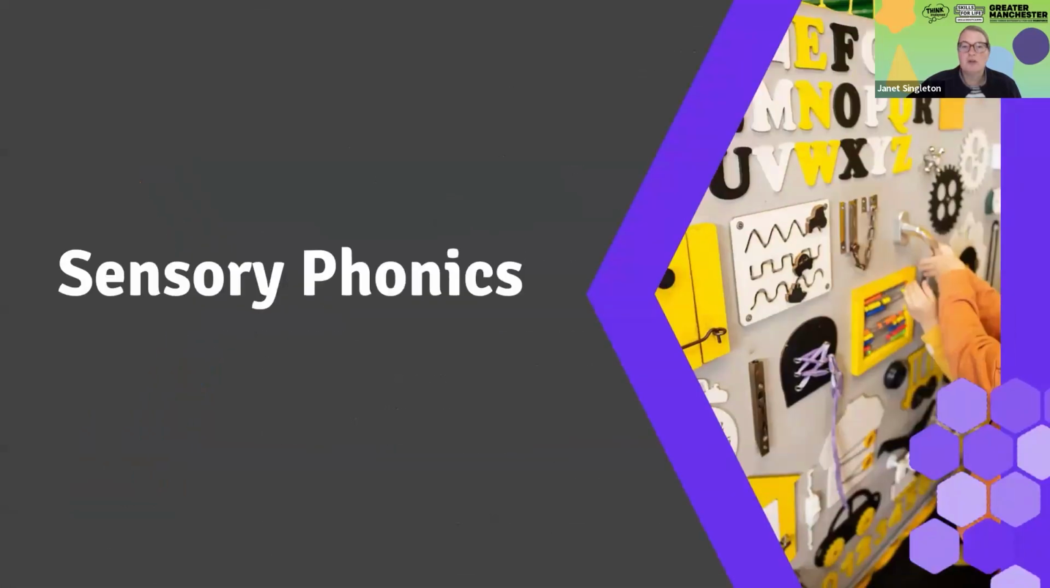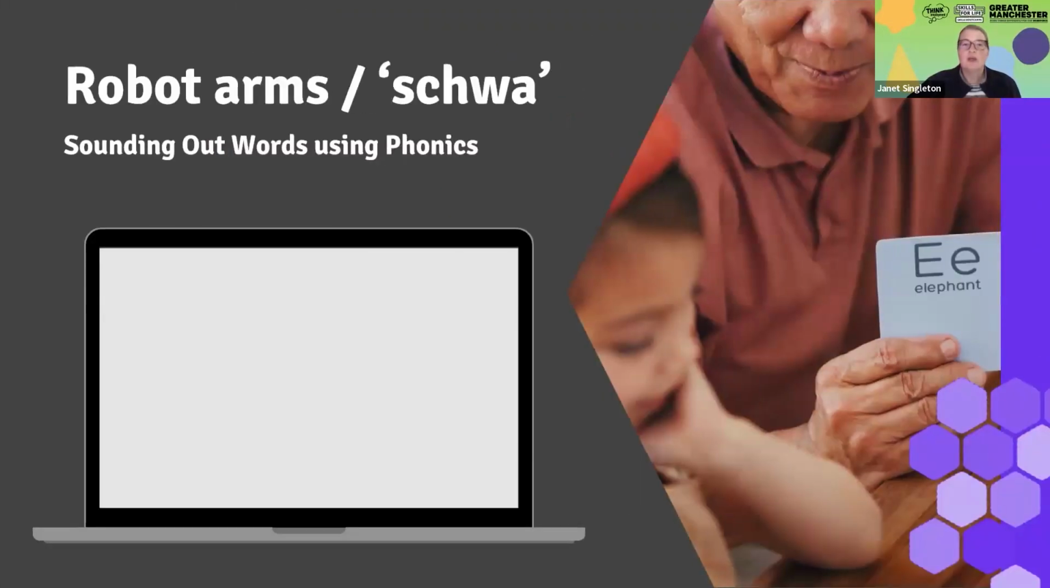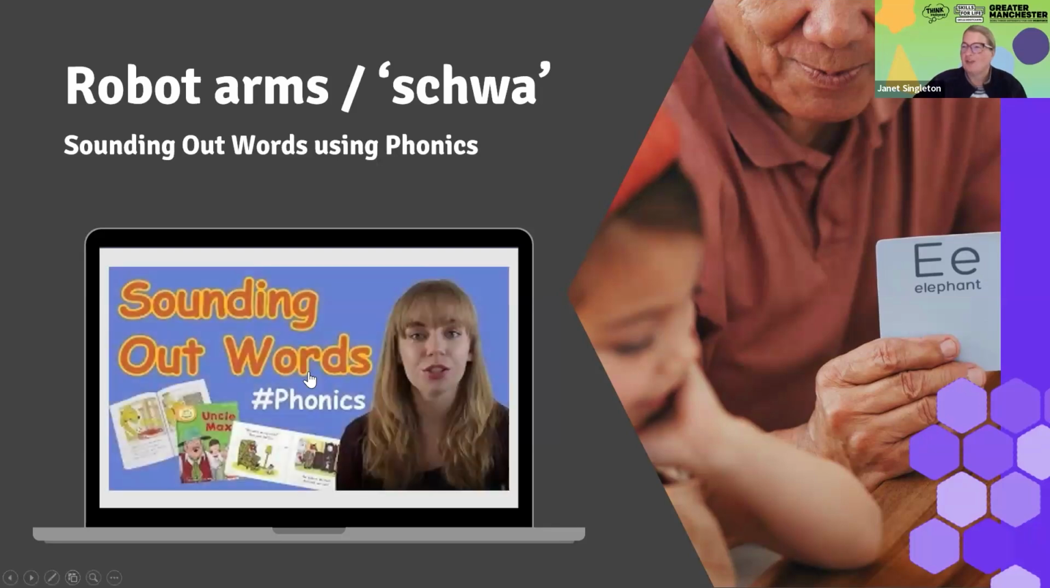So what we're going to look at next is something called sensory phonics. So basically this is where we can use our senses, if you like, to help teach children how to make the different sounds and how to make the letters. So we're going to look at robot arms and schwa, which is what we're also going to look at. So this is a little video all about both of those things. Okay.